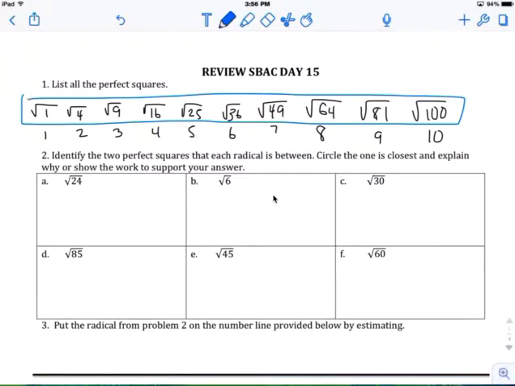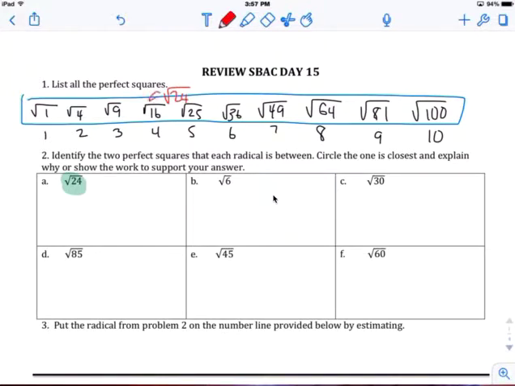Okay, that's very important. Identify two consecutive radicals in between. Circle the one that is closest and explain why and show the work to support your answer. Okay, let's see. Square root of 24. If you had to put 24 in here, the stuff that I had boxed, where would it go? Square root of 24 would go here. Let me use a different color. Square root of 24 would go there.